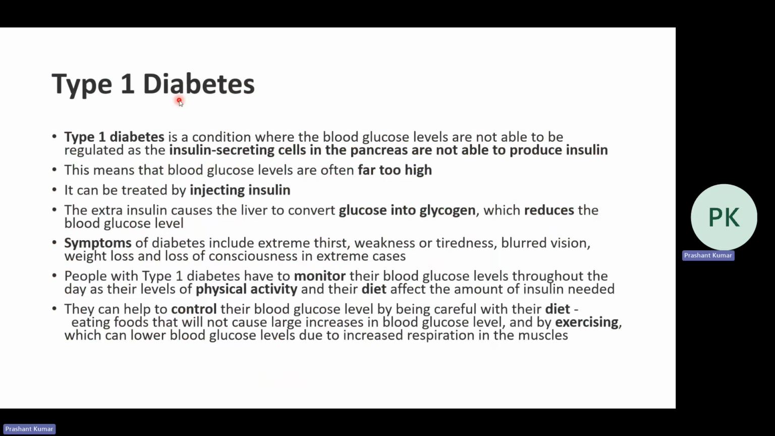loss of consciousness in extreme cases. People with type 1 diabetes have to monitor their blood sugar level throughout life, sometimes throughout the day also, right? Based on the level of physical activity and their diet, immediately after, the insulin is needed. They can also help to control their blood glucose level by being careful with the diet. So if you have a healthy lifestyle, you are exercising, of course your blood sugar will come down.